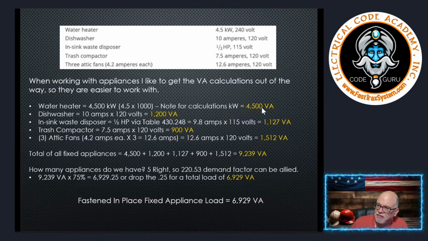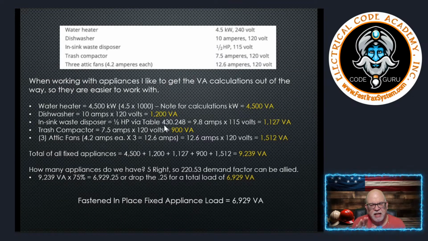So it's 4,500 VA. Now the dishwasher is 10 amperes times 120 volts, okay? Because we already know what the amps are. So this one is easy. 10 times 120 is 1,200 VA, so that's our VA for the dishwasher. In-sink waste disposer, that's a 0.5 horsepower. And it is single phase, and we would need to go where?